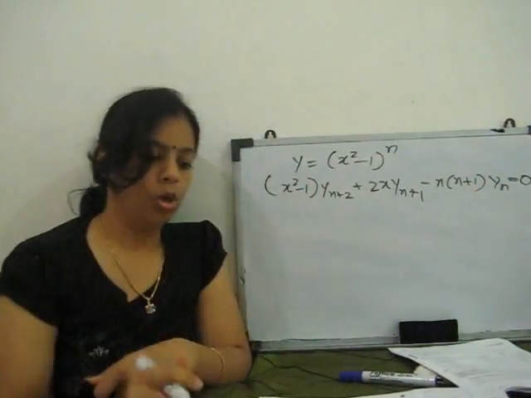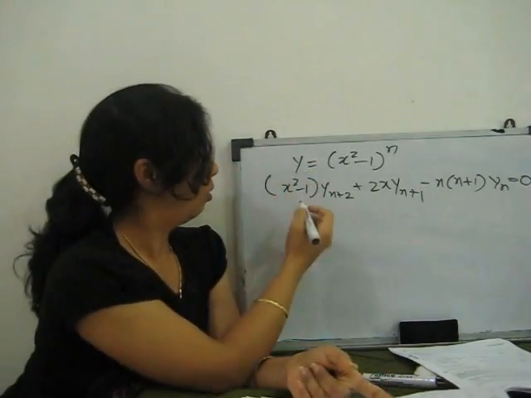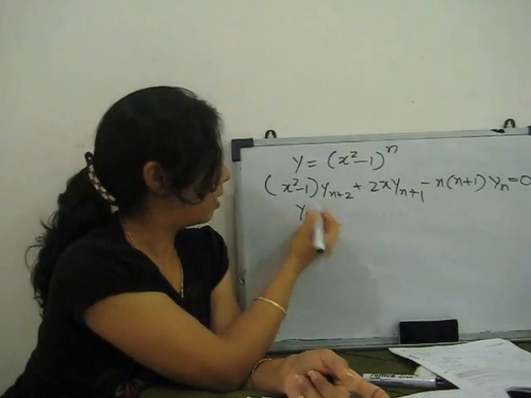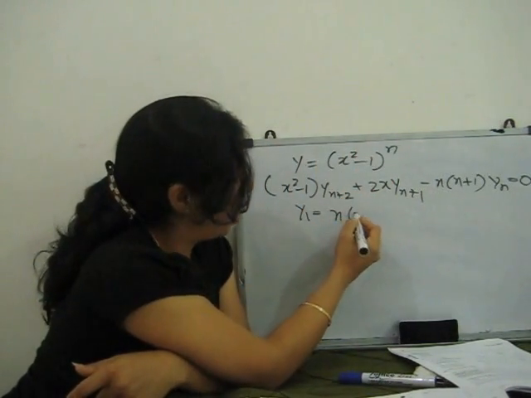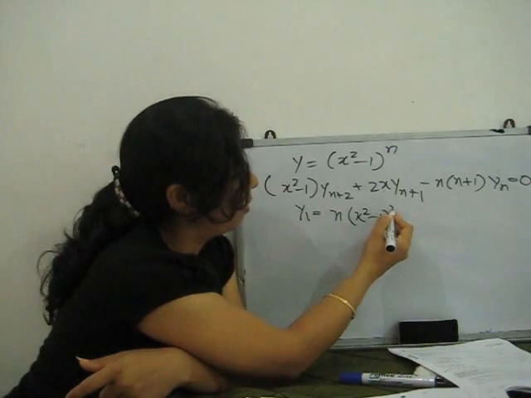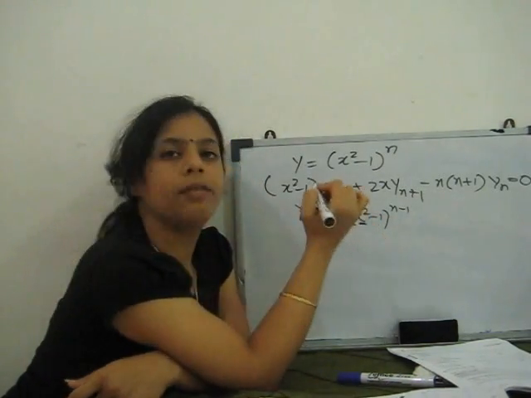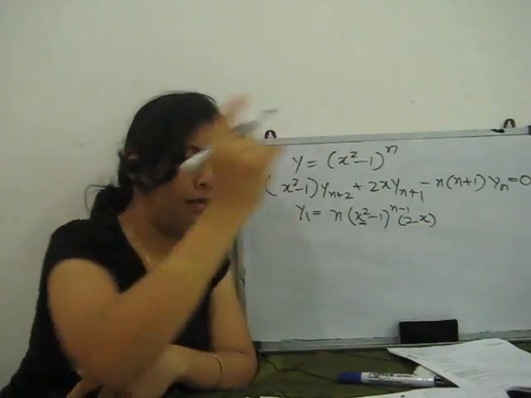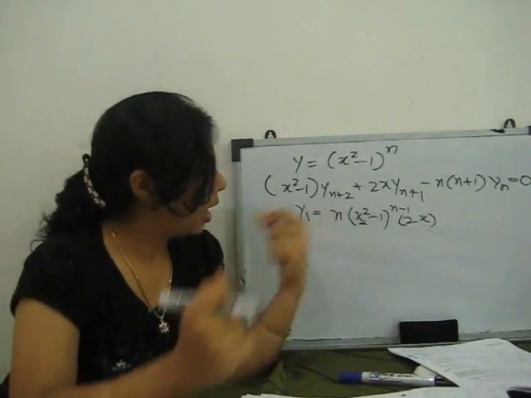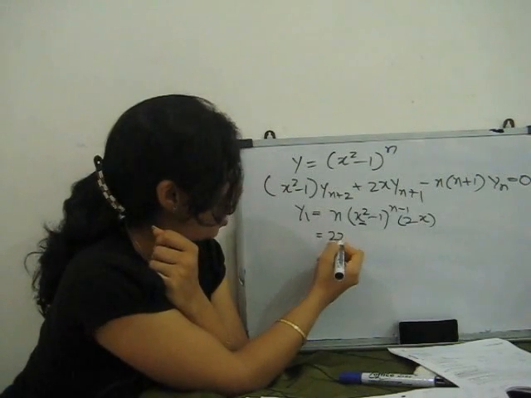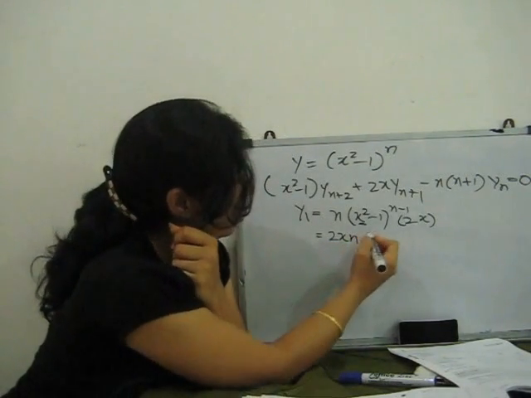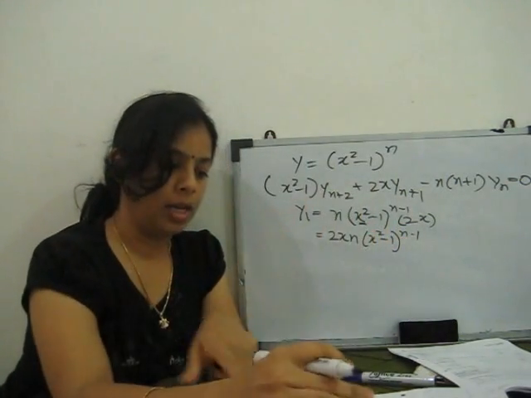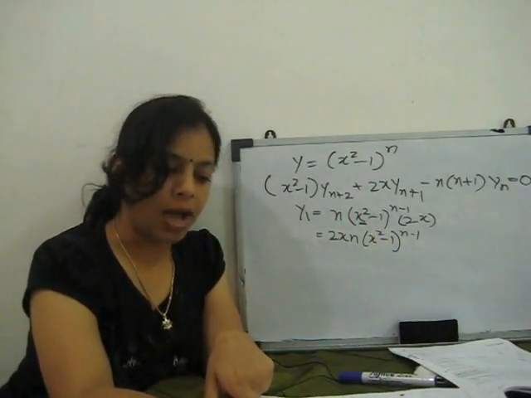equal to 0. So in this case, first you have to find out y1 for this. y1 is what? n (x square minus 1) to the power n minus 1, and the derivative of x square is 2x. So this is y1. Okay, so we again write y1 is 2x n and (x square minus 1) to the power n minus 1. Clear? So this is our y1.